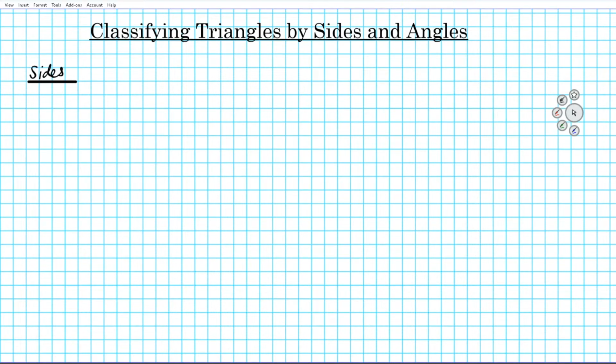All right, so the first classification by sides that we have is the equilateral triangle. Equilateral. Think about equi as equilateral as side measures. So equilateral triangle is the first classification by side. Okay, so what is an equilateral triangle? This is a situation where all side measures are equal.